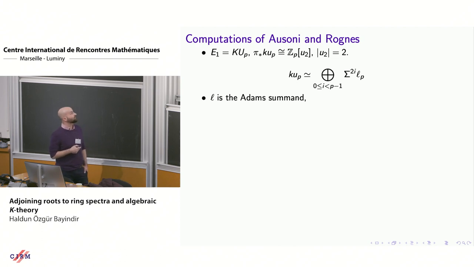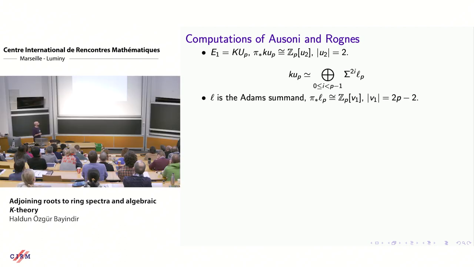And the complex K-theory spectrum splits through the Adams sum, and this is the result of Adams, into p minus 1 copies of the shifted Adams sum. And the homotopy ring of the Adams sum is given in this way. This is the periodic class V1, and it's in degree 2p minus 2. So this is a subring of the homotopy ring of the complex K-theory spectrum.